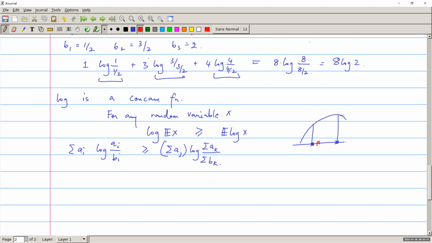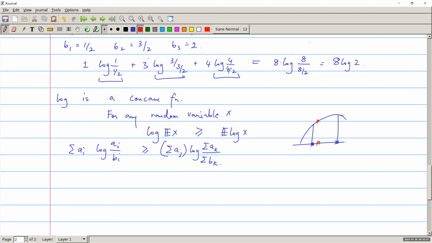Okay, so tell me what is going to be the log of the expectation of X? It's on the curve, so it is this point. Okay, what is the expectation of log of X?